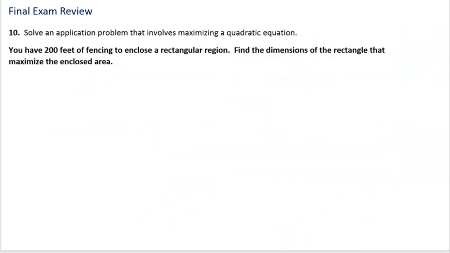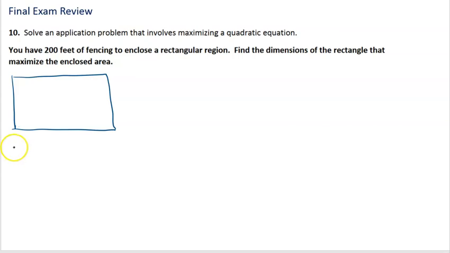All right, so this time we have an application problem, and you might have made it through this class without doing a lot of these, if any, but it's going to show up on the final, so we've got to know how to do it. It says you have 200 feet of fencing to enclose a rectangular region. Draw a picture if you need to. So I'm drawing a rectangular region. And all I have is 200 feet of fencing to go all around that rectangle. It says find the dimensions of the rectangle that maximize the enclosed area.